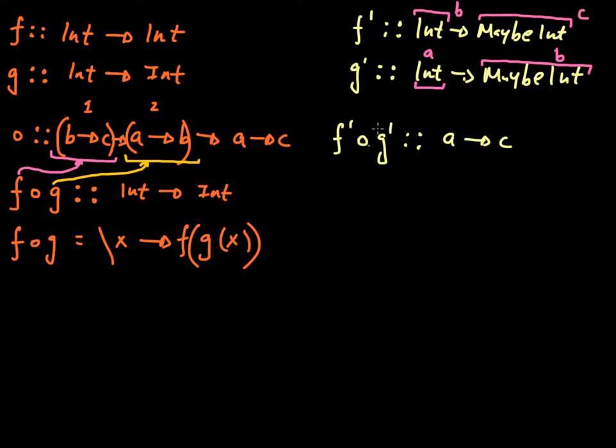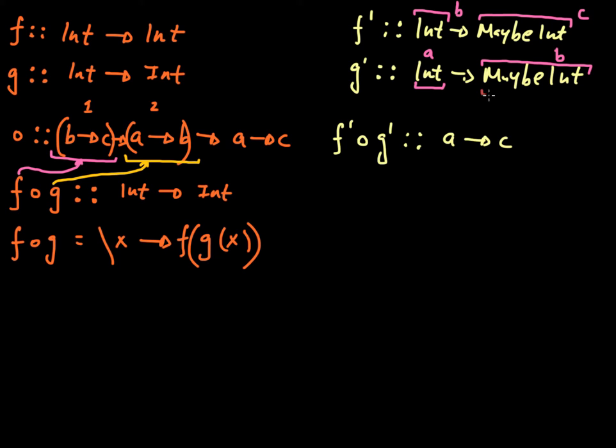So in theory, if this were to succeed, f prime function composition with g prime should have a type signature that goes from a to c here. But one of the implicit constraints here is that the type of b, which is the output of g prime and the input of f prime, must exactly match. And what I have here is basically a mismatch.